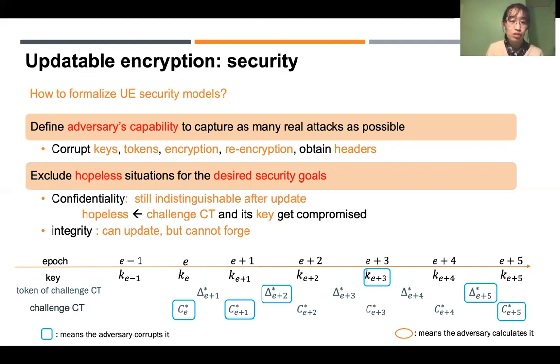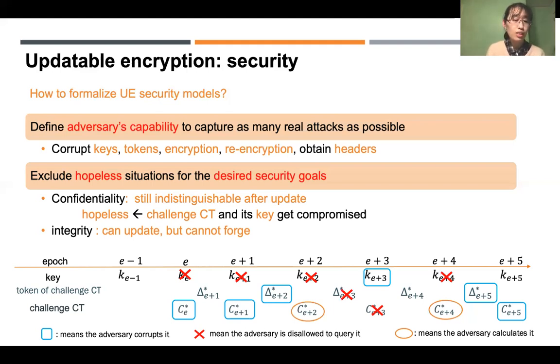Let's see the detail in the diagram. We say epoch E is the challenge epoch, then the adversary cannot corrupt the secret key KE. And in epoch E plus 3, the adversary has queried the secret key, so he cannot query the update of the challenge ciphertext in this epoch. What's more, since the adversary can derive the update of the ciphertext from the previously compromised ciphertext and its token, in epoch E plus 2, the adversary derives such a challenge ciphertext update, so he cannot query the secret key.